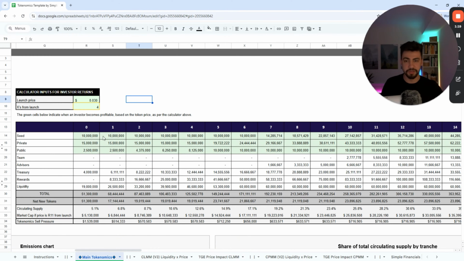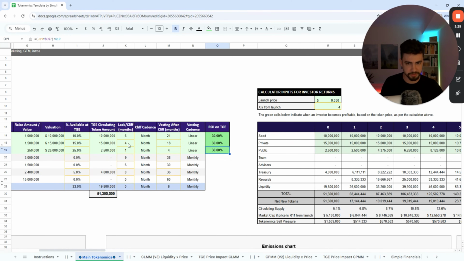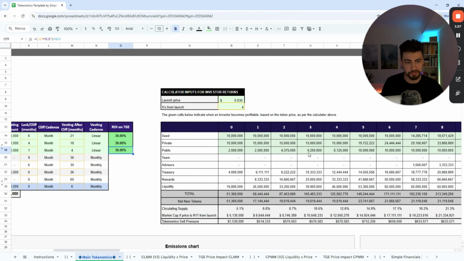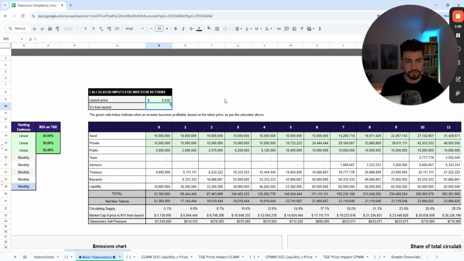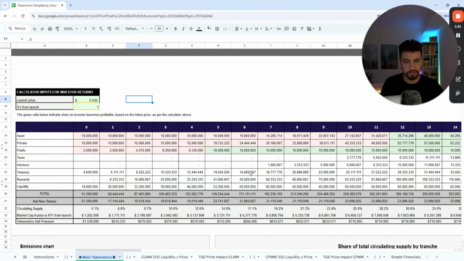If we have a 4x, everyone's profitable straight away on TGE, of course, mainly because of the unlocks and the deltas. So this is very crucial to understand when investors will make money, to make sure that you're not preventing them from becoming profitable for too long, because they would also be interested in that.